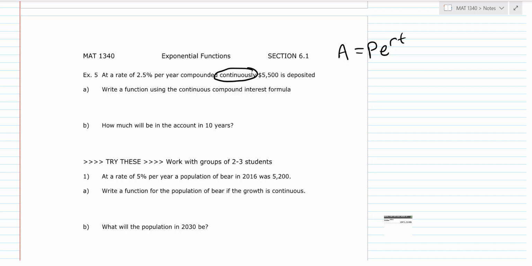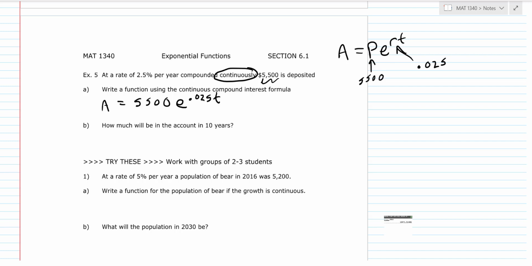Okay, so in this particular problem, the $5,500 is going to plug in there. The rate is going to be 0.025 because you moved that decimal back 2. You always do the decimal back 2. So you're going to develop the function. You will say A equals 5,500 e to the 0.025 times t. Okay, that's your function right there.